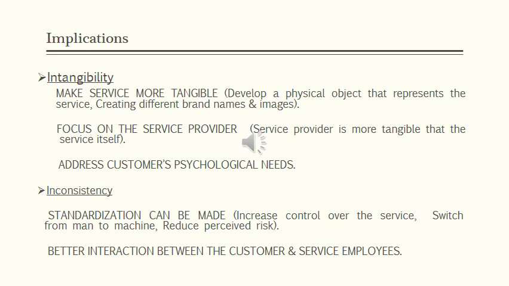Okay, now coming up to implications. Implications can be divided into intangibility and inconsistency. Intangibility: make a service more tangible. Develop a physical product that represents a service, creating different brand names and images. Focus on the service provider. The service provider is the most tangible service itself. Address the customer's psychological needs. As you know, all the psychological needs, ego, id, and all.